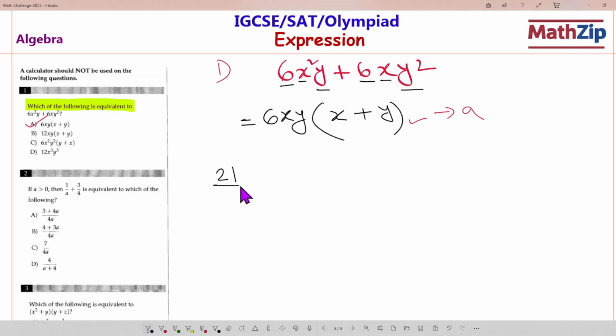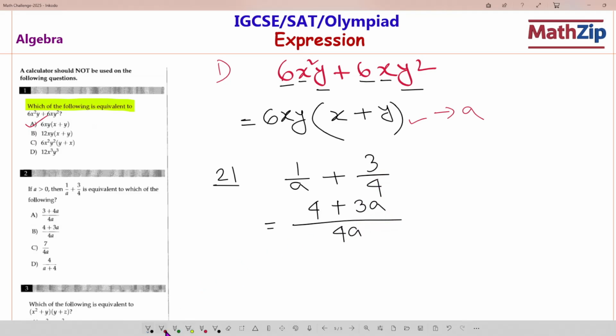Question 2. If a is greater than 0, then 1/a + 3/4 is equivalent to which of the following? So we can make LCM. It's a simple thing, 4a. So 4a divided by a, it will be 4, so we can write here 4 plus, 4a divided by 4, here is a, 3 times a, it will be 3a.